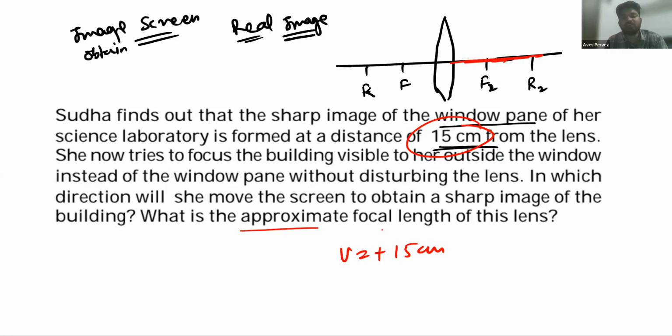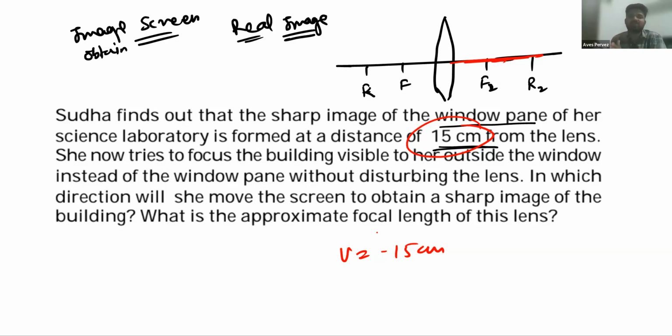And what is the approximate focal length of the lens? It should be less than 15 centimeter, because she is focusing the image. We cannot find an exact value, because at least we need two values to find anything. We have only 15 centimeters, so we can only give the range, not the exact value, in this question.